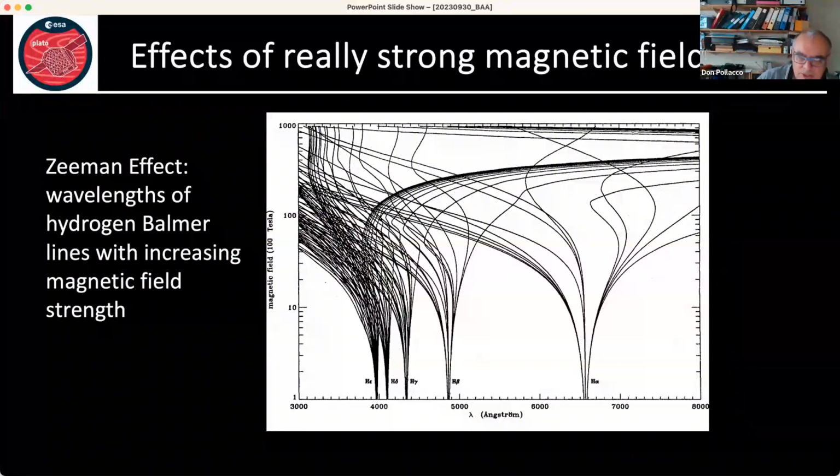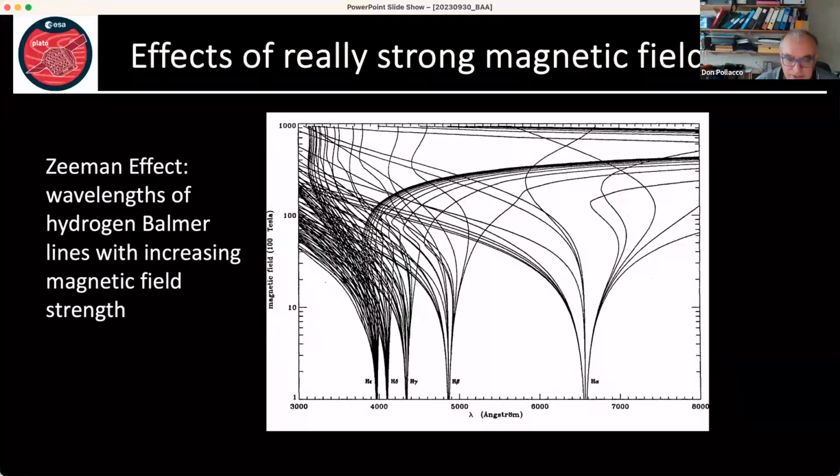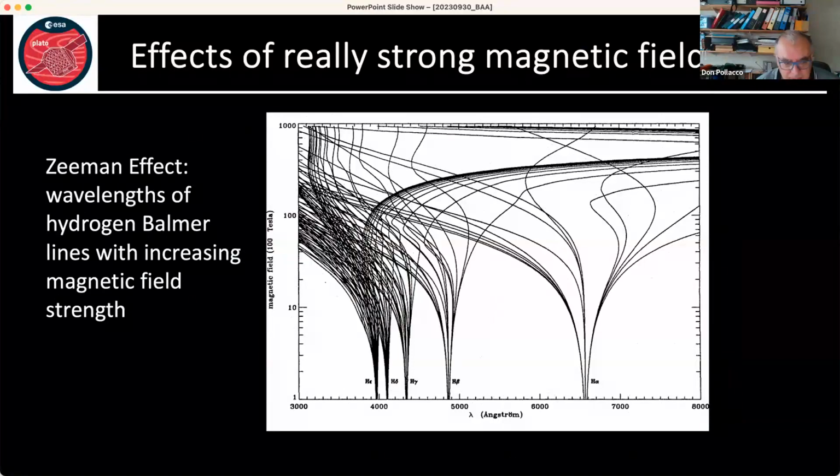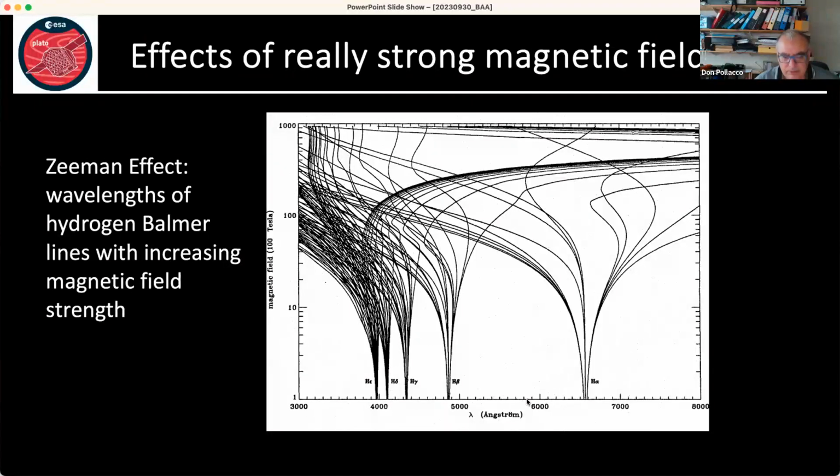Now, I want to put this in. This is something I teach in second year, and I think it's really exciting, right? So what we have here is a graph of wavelength against magnetic field. So let's start at the bottom here. This is still a pretty big magnetic field. But what we've got here are the hydrogen lines, the Balmer lines. This is hydrogen alpha, Balmer alpha, beta, gamma, etc.